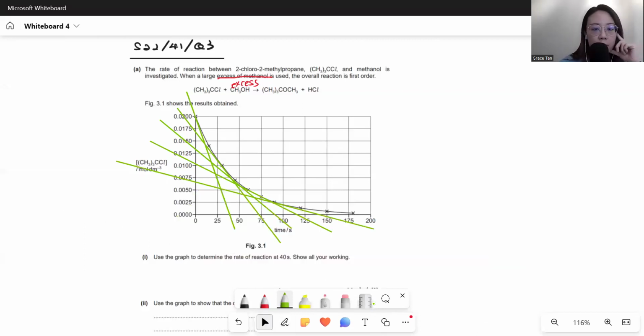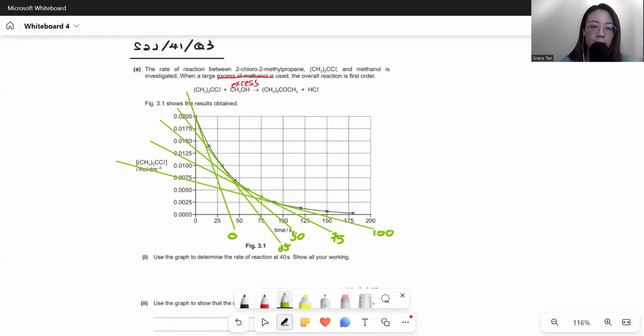So this is for 0, okay? And this is for, where is my 25? I think this is 25, and this is for 50, and this is 75, and this is 100. Now you can see as the reaction progresses, the rate, also called the gradient, decreases.